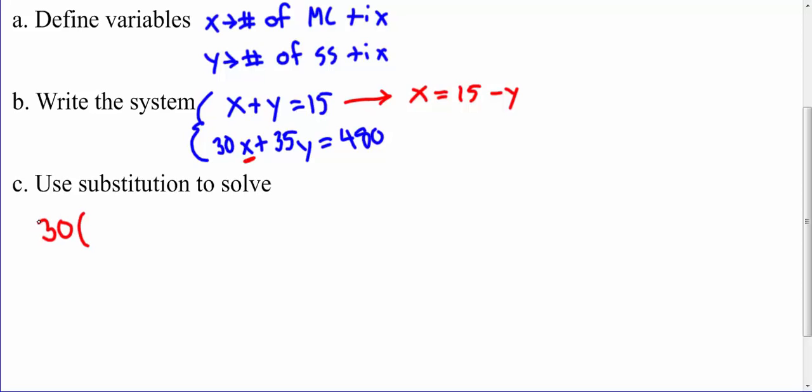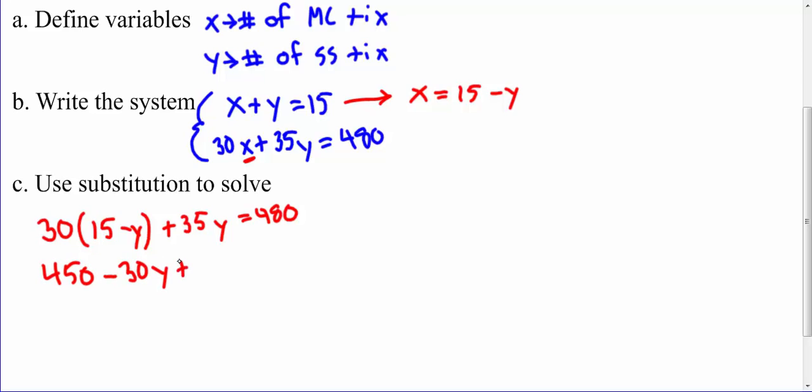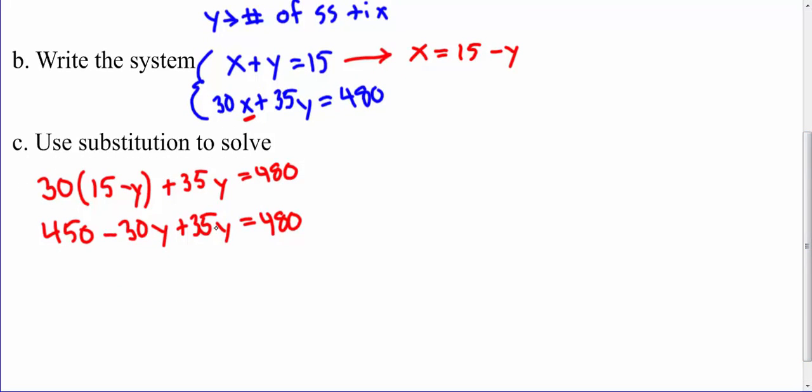So we're going to have 30, and then instead of x, we have 15 minus y. We still have plus 35y, equal to 480. I'm going to use the distributive property here. So 450 minus 30y plus 35y is equal to 480. Now from here, I can combine my like terms and subtract 450 from each side, and with some quick division we can see y was equal to 6.